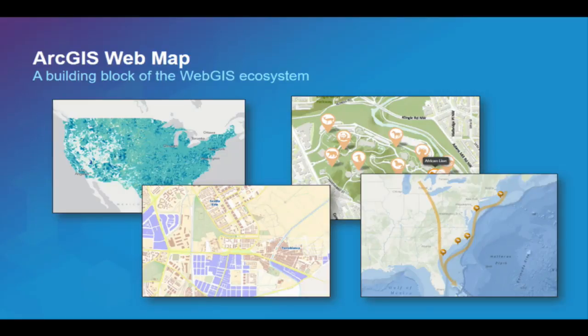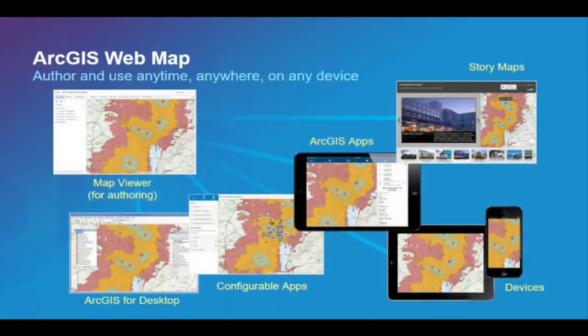And likewise, if I'm a developer on the ArcGIS Pro team, I need to know about a web map as well, because I need not only to be able to publish them, but I also need to be able to consume them. So a web map is a fundamental building block of all of WebGIS. A web map is really interesting in that regard because you can author it once and you can use it anywhere, anytime, on any device, as we often say at Esri.